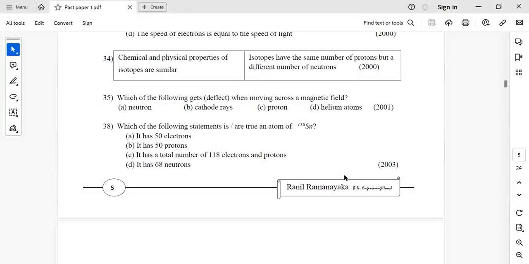Yes, it is 50. So 50 protons and 50 electrons. Okay, 50 protons and electrons. A, B true. 68 neutrons. Yes, it is also true. That means the answer should be 5. A, B, D only. Answer should be 5.